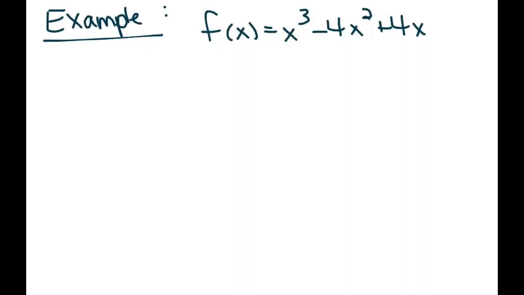On your own, I would like you to find the zeros of f of x equals x cubed minus 4x squared plus 4x and determine any multiplicities. You can do it algebraically, or you can use the graphing calculator to help you out. If you don't have a graphing calculator, remember that you can always go to Desmos.com.